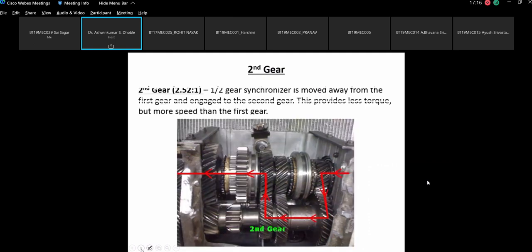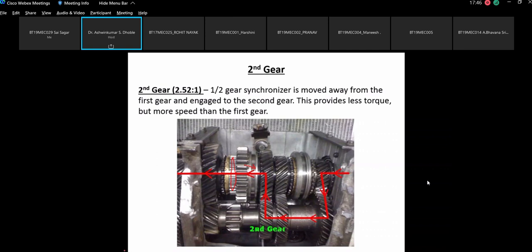This is the second gear now. The 1/2 gear synchronizer is moved away from the first gear and engaged to the second gear. So this is the synchronizer which has moved from here. It is not showing the engagement here, whereas it has shifted over here. And this is the second gear engagement. The power is getting transmitted in the second gear.